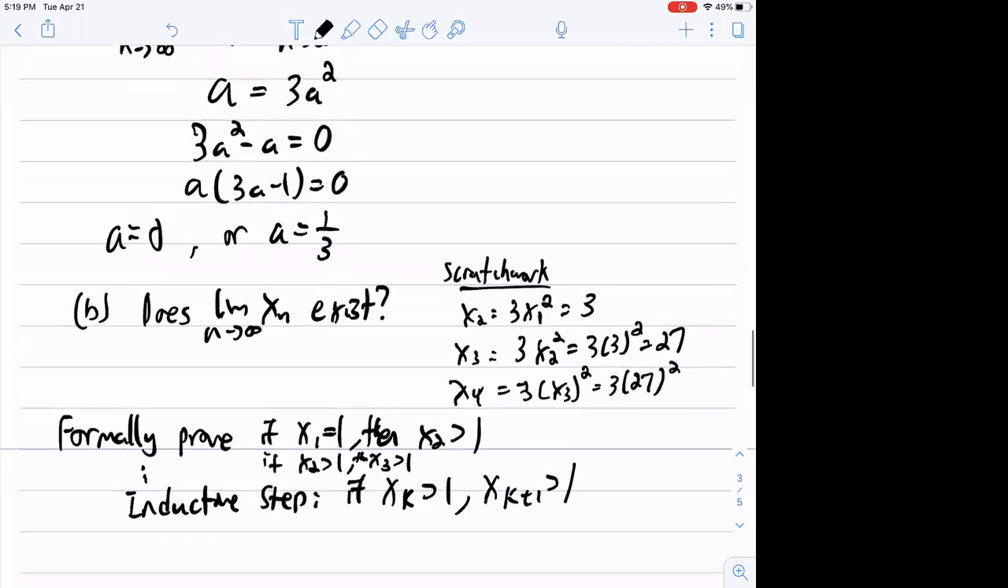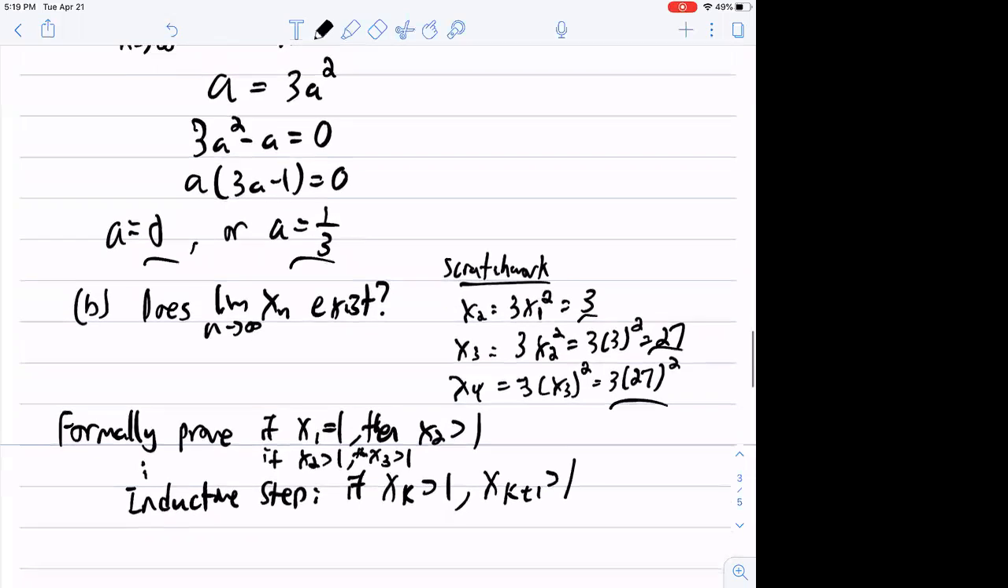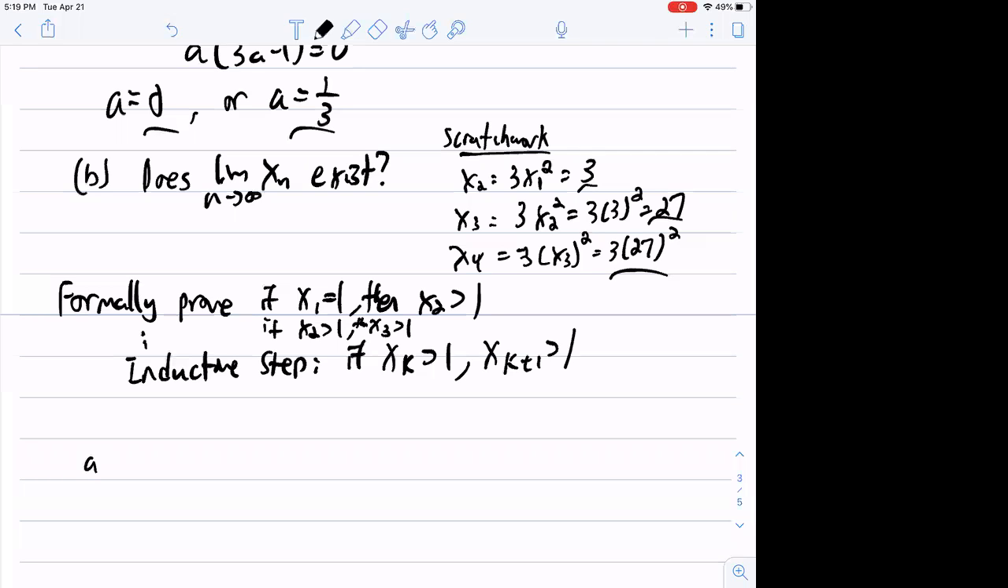But I think it's clear, right? I mean, you're getting bigger and bigger. I put bigger than 1 because it seems the easiest to show. We don't really care what the number is. We just care if you're always bigger than 1, you can't be 0 or 1/3, right? Okay, so what went wrong, right? So that's part C.